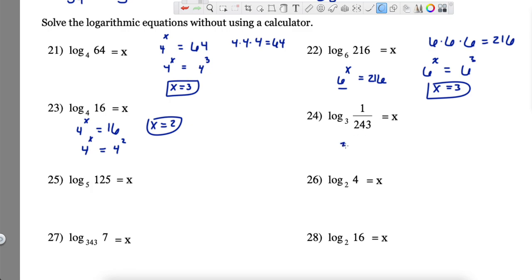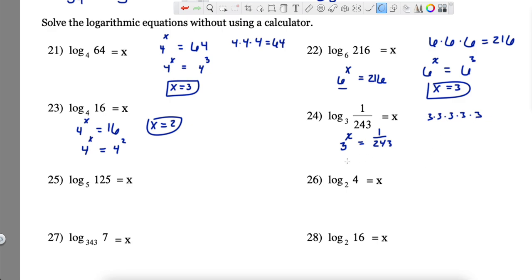We've got 3 to the x equals 1 over 243. We have a fraction here, so I hope you see there's going to be a negative exponent. Let me do 3s. 3 times 3 times 3 times 3 is 81, times an additional 3 is 243.